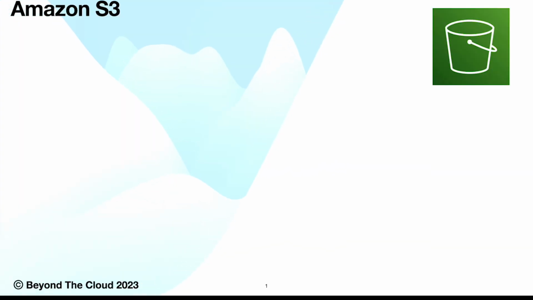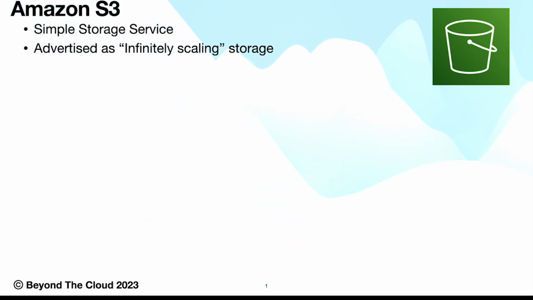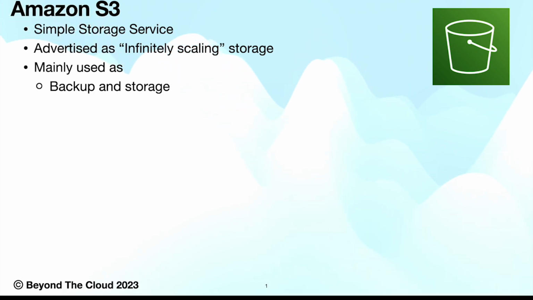Welcome to the section on Amazon S3. Amazon S3 is a main building block of the AWS storage service. It is an object store, just like a regular file system that you have on your computer, but it is indefinitely scaling, as AWS advertises it. There is no limit to the amount of data that you can store on S3. Of course, there are limitations at the object level, but not at the bucket level. It is mainly used for backup and storage services.